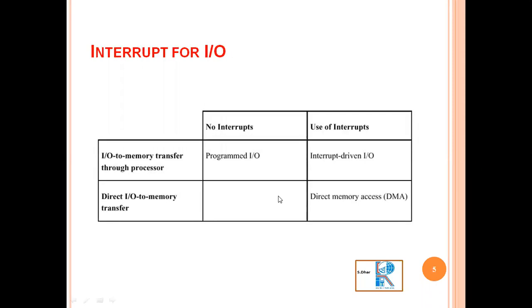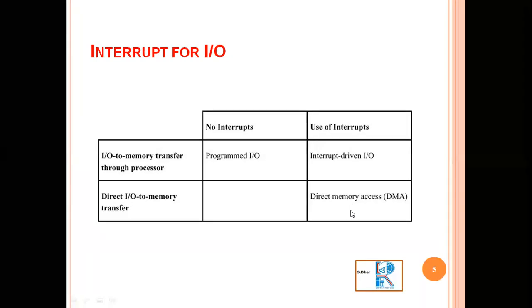So here I have already told there are 3 types of IO operation: interrupt driven IO, programmed IO, and direct memory access. That I will discuss next day. Now see, all IO to memory transfer goes through the processor. Clear? In programmed IO and interrupt driven IO, in both cases, the IO device transfers the data to the memory through the processor. But in programmed IO, no interrupt signal is used. For this reason, here it is written no interrupt. But in interrupt driven IO, an interrupt signal is used.